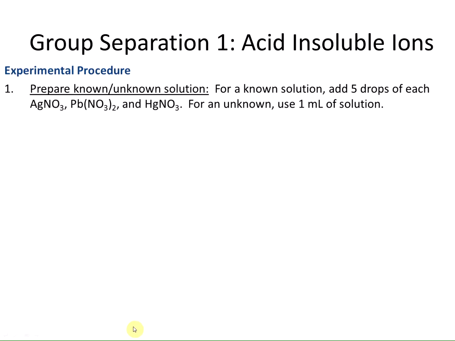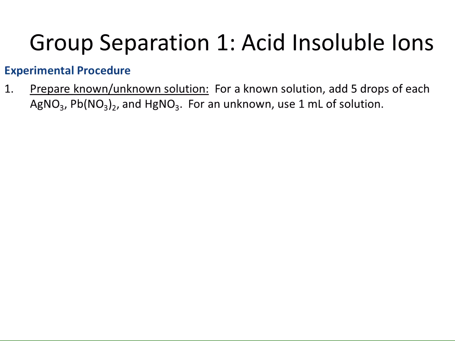So your first step with your group 1 separation, you need to prepare your known or your unknown solution. So for a known solution, add 5 drops of each of the silver nitrate, the lead nitrate, and the mercury nitrate. For your unknown, in a different test tube, use 1 mL of your unknown solution. So take an aliquot of that test tube that your instructor gave you to work with, and save the rest of it in case you lose or break your sample, so you still have some left over.